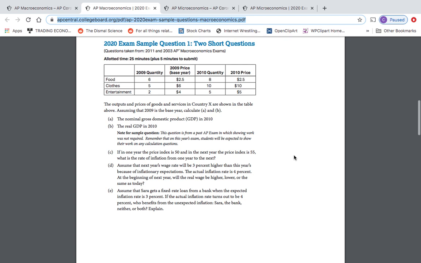Now, when it comes to unanticipated or unexpected inflation, just use the basic rules that we had talked about in Noble 2. People that receive fixed payments are going to be the losers of unanticipated inflation, and people that make fixed payments are going to gain from unanticipated inflation. So you have to figure out what the situation is here. Who gains and who loses?